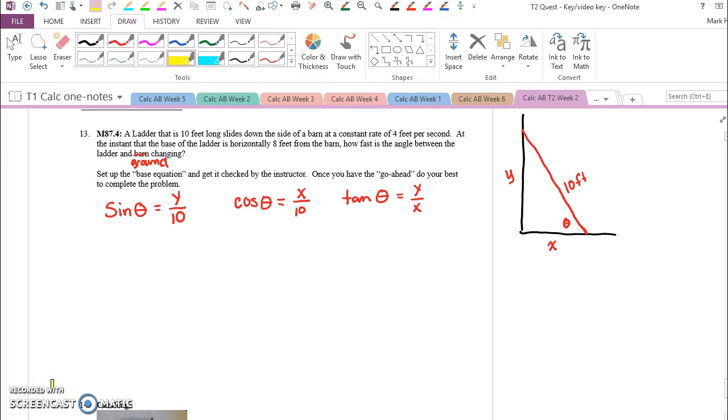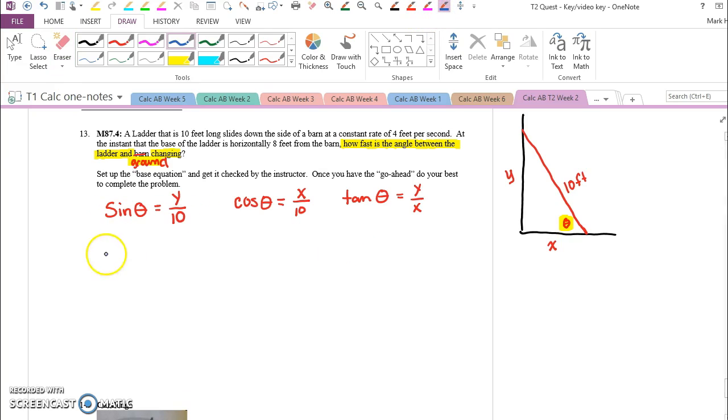Similar to the last problem, we've been asked about a ladder that's moving, but this time the question is asking for a much different thing. How fast is the angle between the ladder and the ground changing? That's this angle right here, theta. So that leads us to one of our three trigonometric equations. Usually there's one that's much better than the other, and this time that's again the case.